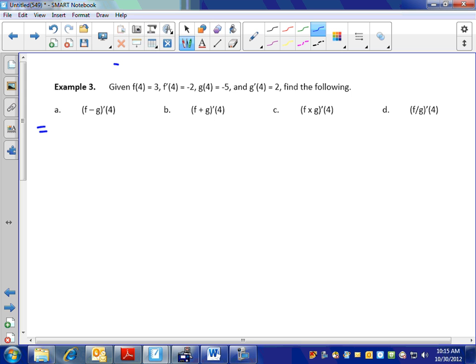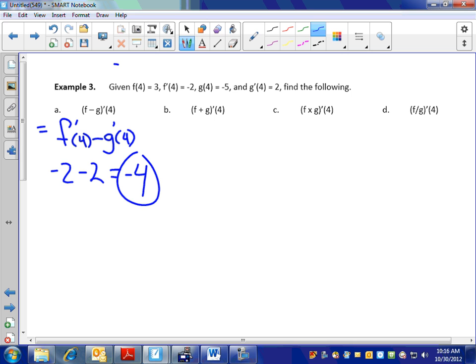We know that this is the same as f prime of 4 minus g prime of 4. We learned the other day that if you want to take the derivative of two functions that are subtracted, you can simply find the derivative of each and subtract those values. What is f prime of 4? Negative 2 minus, what is g prime of 4? Positive 2, which gives a result of negative 4. That is our answer.